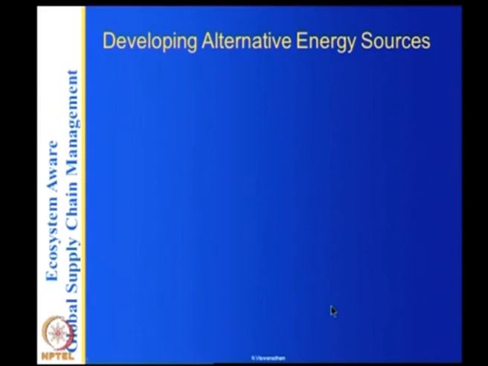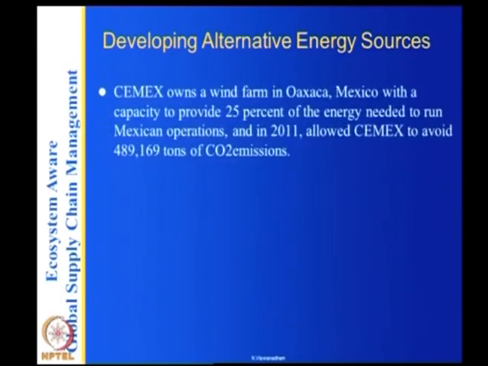So developing alternate energy sources, I mean CEMEX. I have taken this example because if you are talking of green supply chain, there are varieties of ways in which you can reduce your carbon footprint. There are various alternatives you can create. And I think CEMEX has done wonderfully well by using biological waste in their kilns and also developing alternate energy sources. For example, CEMEX owns a wind farm in Mexico with a capacity to provide 25% of the energy needed to run Mexican operations. And in 2011, it allowed CEMEX to avoid 489,169 tons of CO2 emissions.